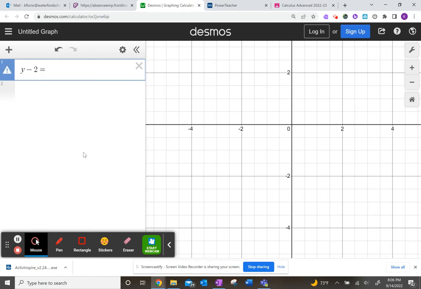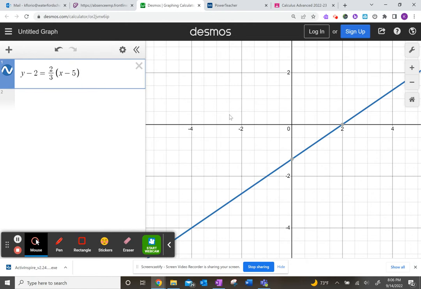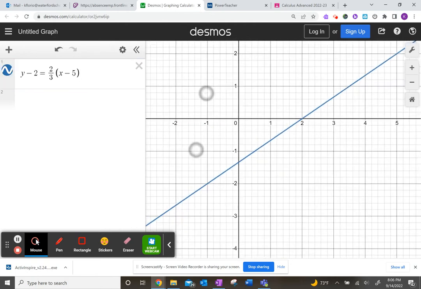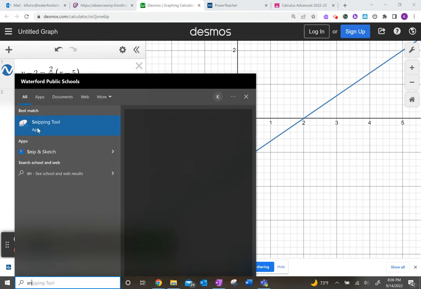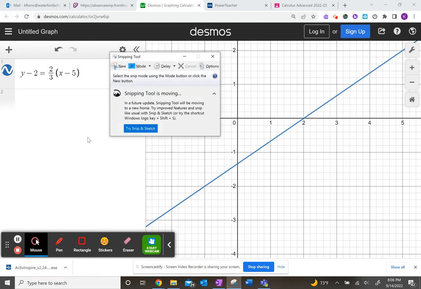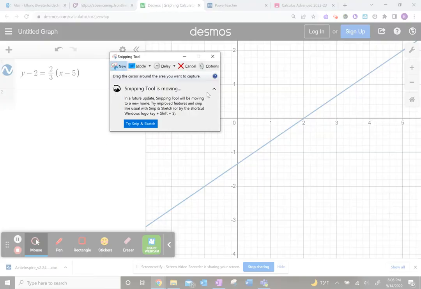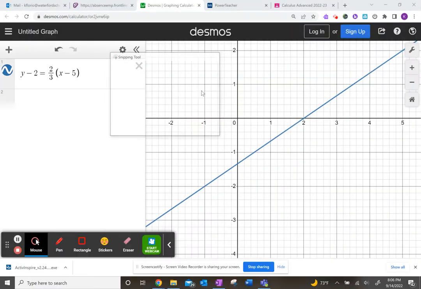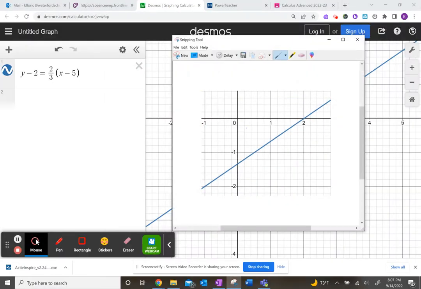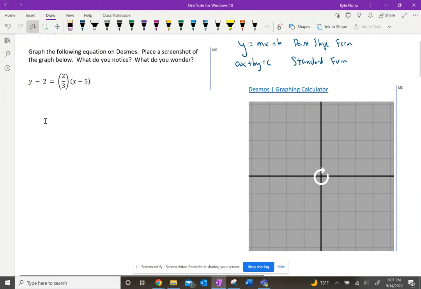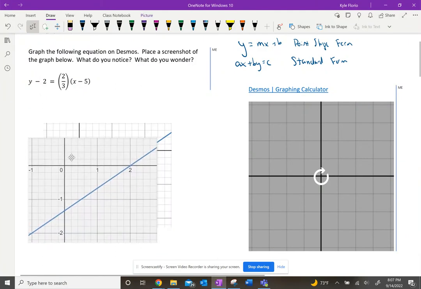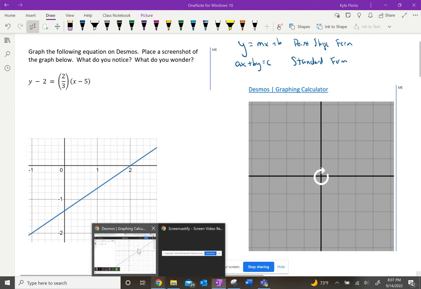Y minus 2 equals 2/3 times x minus 5. Okay, we get another line, and I'm going to snip it in. Just come down here and start typing SN for snip, and then the tool will come up. When this comes in, just hit new, and then we can click and drag, and it'll be there. Then right click, copy, and then we'll paste it. All right, I'm going to go back to the website first, though.